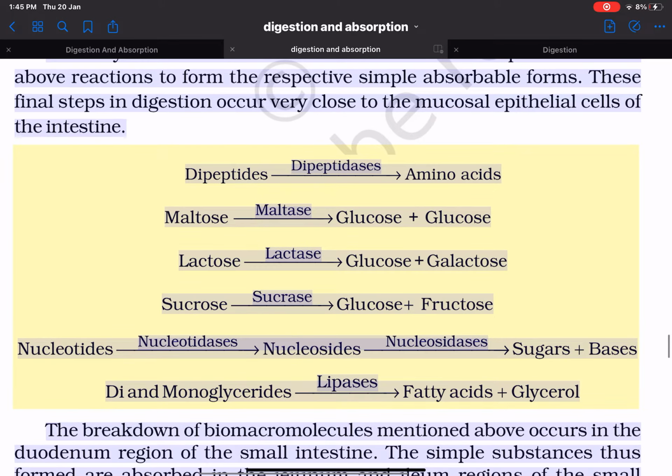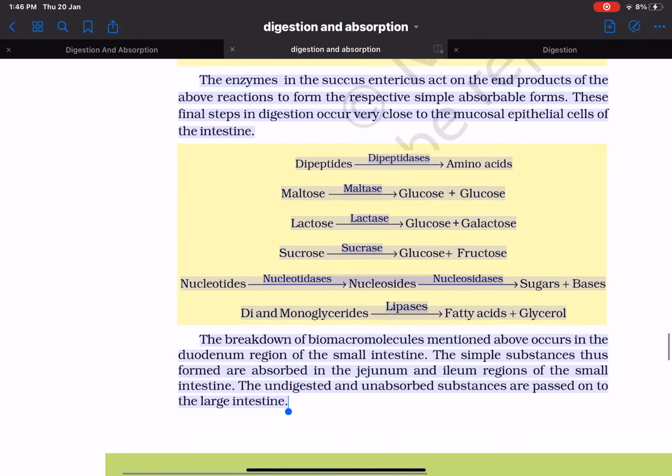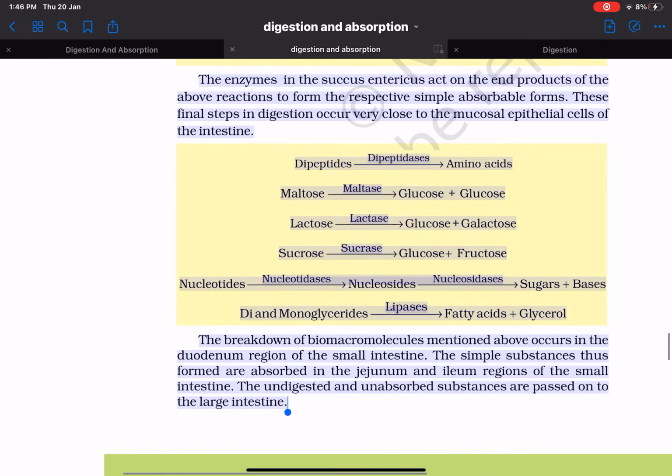Proteins, proteoses, carboxypeptidase, trypsin, chymotrypsin, peptones, dipeptides, amylase, polysaccharides, starch, disaccharides, lipases, fats, diglycerides, monoglycerides, nucleases, nucleic acids, nucleotides, nucleosides, dipeptidases, dipeptides, amino acids, maltase, maltose, glucose plus glucose, lactase, lactose, glucose plus galactose, sucrase, sucrose, glucose plus fructose, nucleotidases, nucleosidases, nucleotides, nucleosides, sugars plus bases, lipases, di- and monoglycerides, fatty acids plus glycerol.